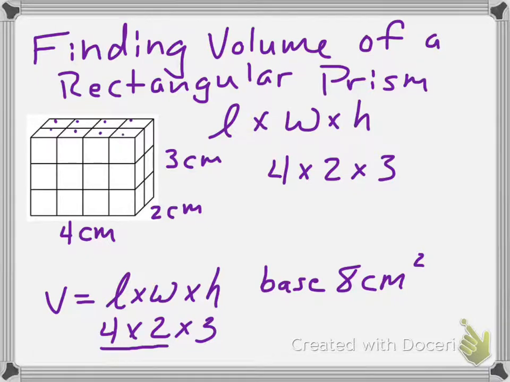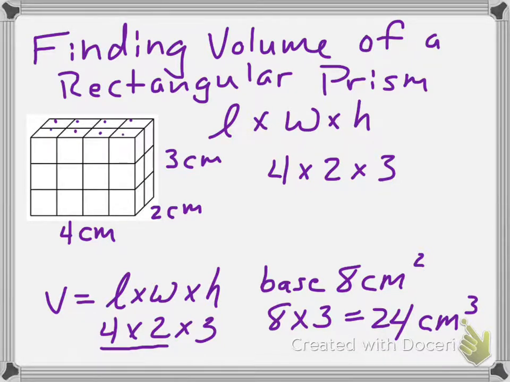So the area of the base is 8 square centimeters, and then if we multiply that by the height, 8 times 3 is 24. So again, that 4 times 2 was the 8, and then multiply it by the height. Now we're making it three-dimensional, so that's going to give us 24 square centimeters. I'm sorry, this is cubic centimeters.